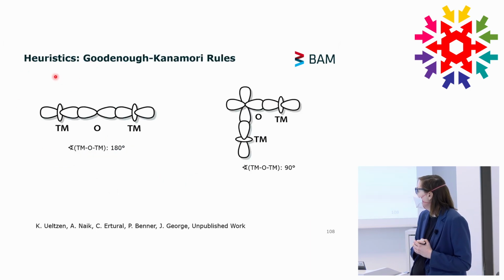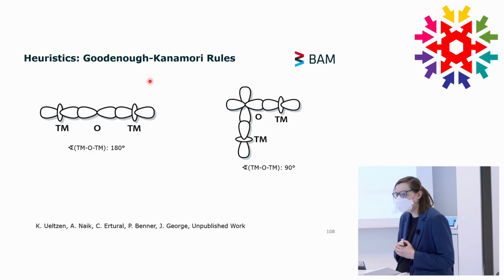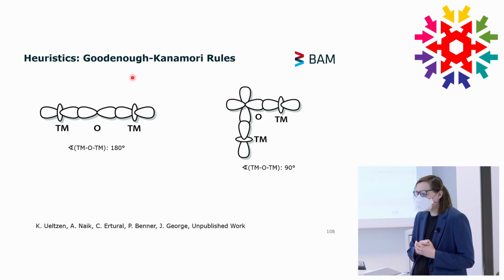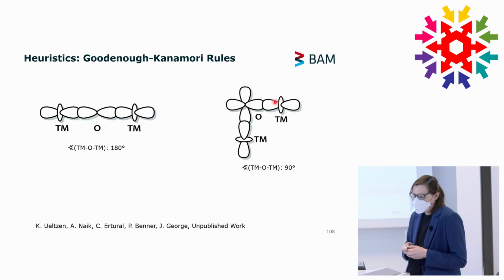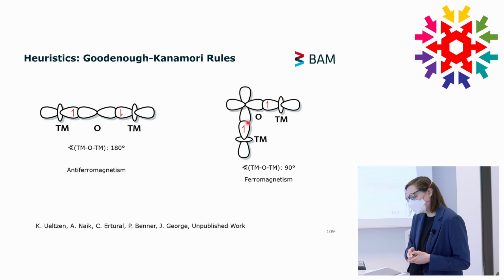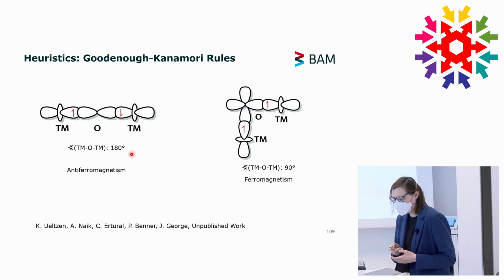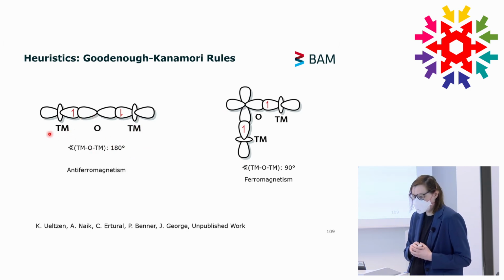Maybe you remember from solid-state physics courses, there are actually heuristic rules for transition metal oxides and magnetism, the so-called Goodenough-Kanamori rules. What they do is connect the transition metal-oxygen-transition metal angle to the kind of magnetism that shows up in the transition metal oxides. For example, in the 90-degree case, you typically have ferromagnetic interaction. In the 180-degree case, you typically have antiferromagnetic interactions. And we wanted to use these kinds of relationships also in our machine learning model.